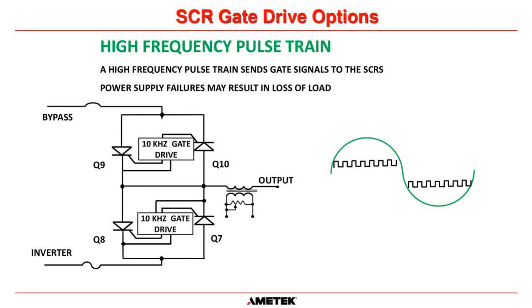The downside, though, is if your power supply fails or your drive circuit fails that's sending out these gate pulses, you lose the load. So you dump the load then. So you can build redundant power supplies and so forth, but there's still that possibility that you can lose the load. So we take a different approach to that.